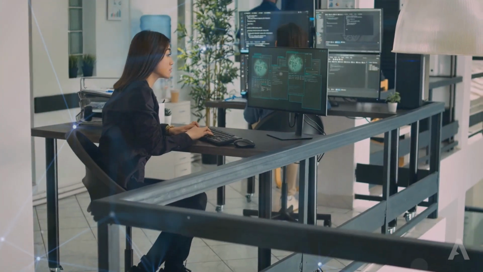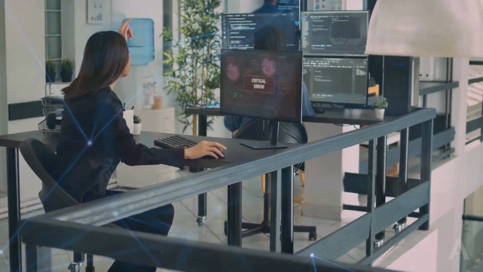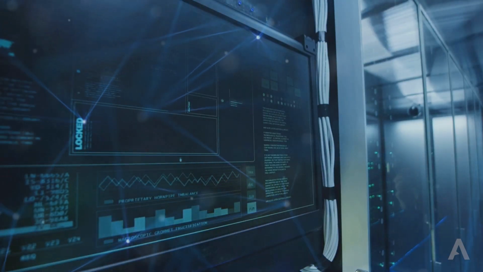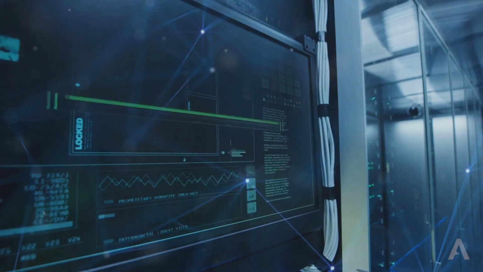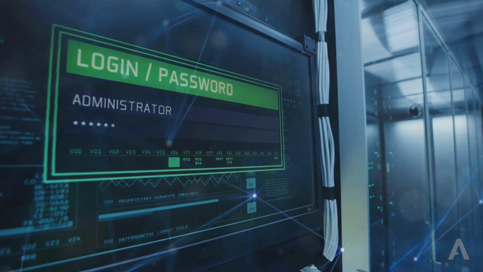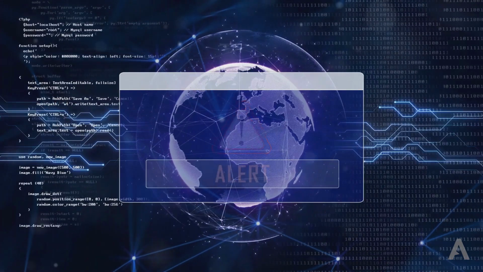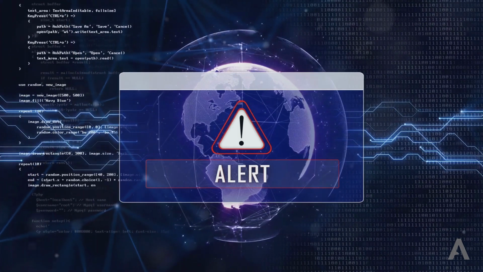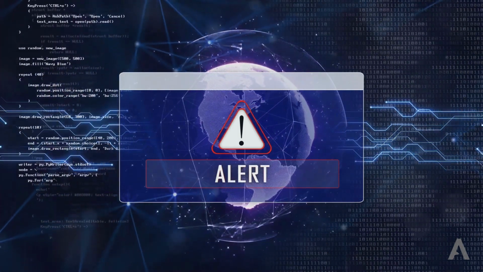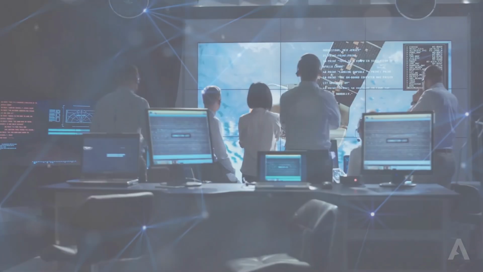EDR offers several benefits over traditional security solutions. It provides enhanced visibility into endpoint activity, enabling organizations to detect and respond to threats that may have otherwise gone unnoticed. EDR's real-time monitoring and analysis capabilities allow for rapid threat detection, minimizing the potential damage caused by cyber attacks.